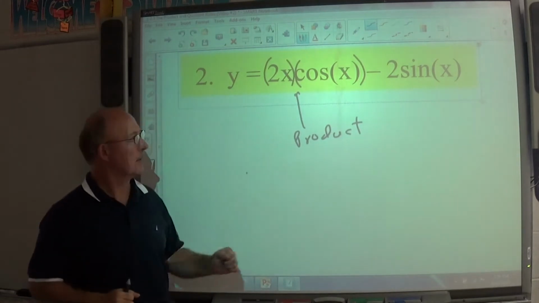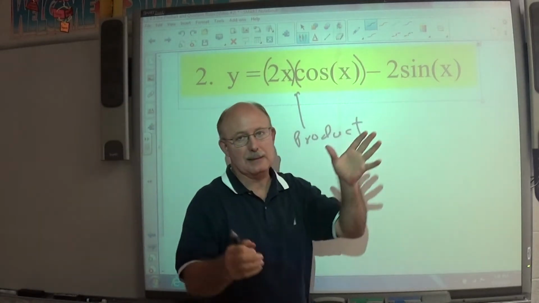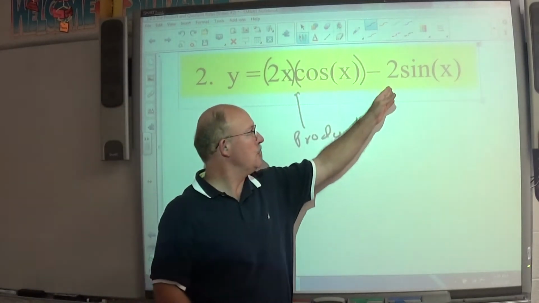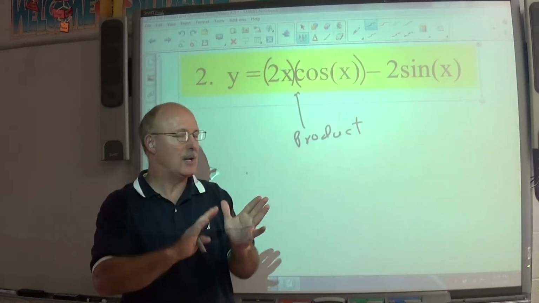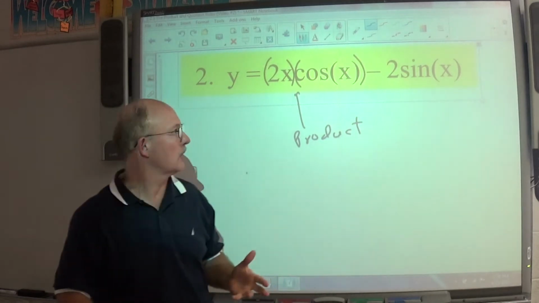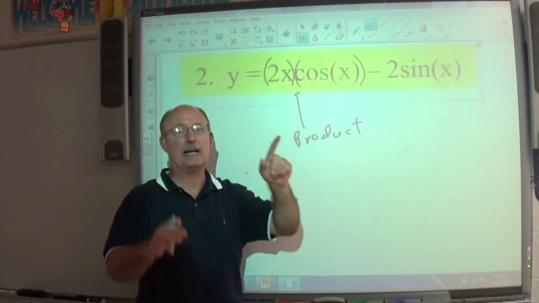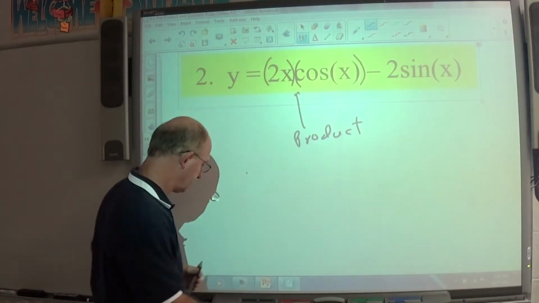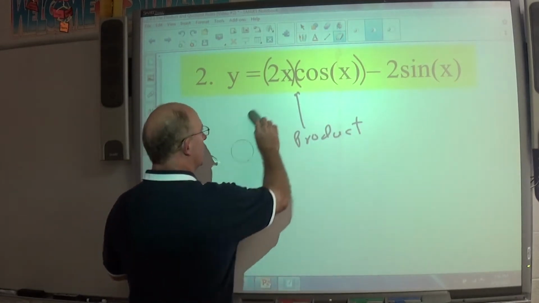Okay, that's a product. Now 2 sine x is kind of a product also, but now 2 is a constant. So we don't need to use the product rule to do 2 sine x. Right? But now 2x cosine x, you got to use the product rule. So, let's see what we get.